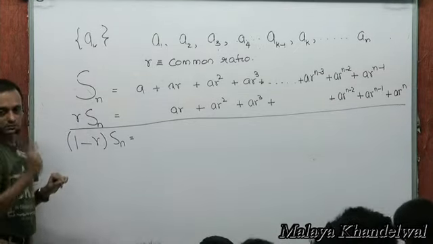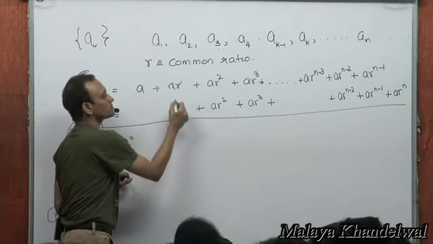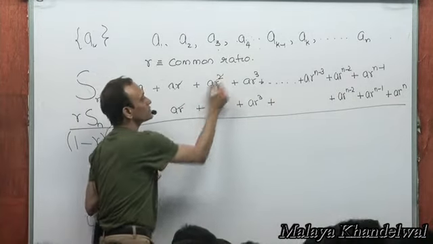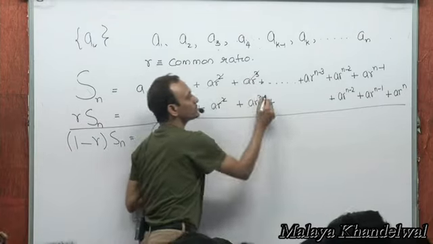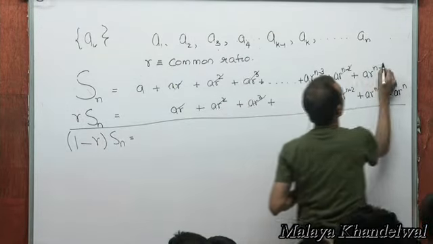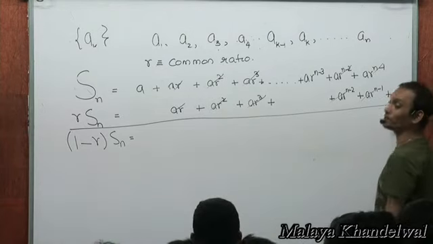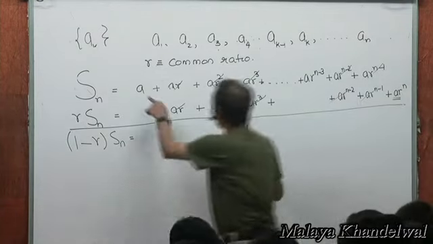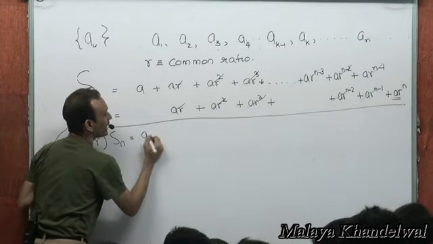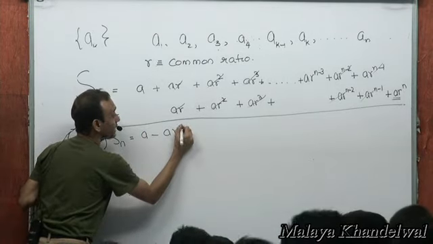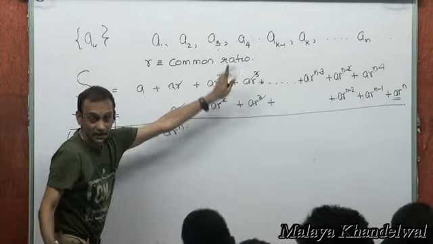equals, do you realize this will get cancelled with this? This will get cancelled with this. This with this. This with this. This with this. There is only one unattended term here, which is AR to power n. Right? And A. So then I end up getting A minus AR to power n. I'm subtracting, right? A minus AR to power n.